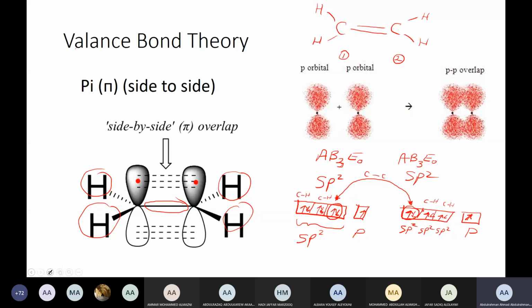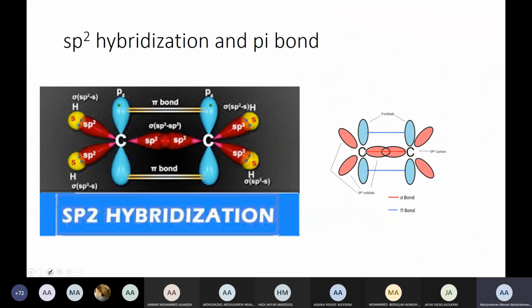Okay, then the P will interact with the P to make what type of bond? The pi bond. This electron and this electron are what's available in this orbital and this orbital, and they will mix together to make the pi bond, which is the second bond in here. I hope this is also clear. Okay, good.